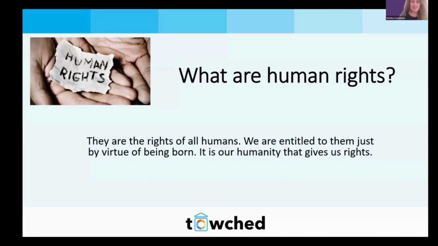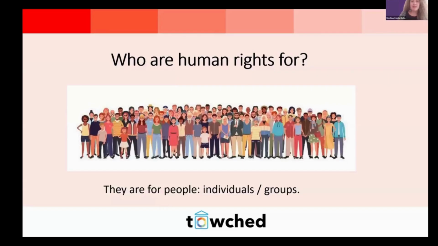So the definition is really simple because they are our rights. They are the rights of all human beings, and we are entitled to them just because we were born. We have human rights because we are humans. So it is our humanity that gives us human rights. What does this mean? That human rights are for people, for individuals, for communities, for groups.